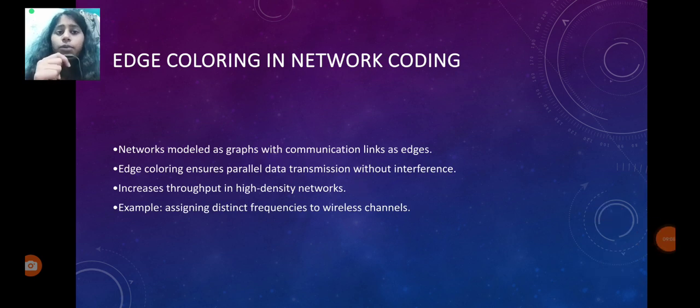In this slide we are going to discuss edge coloring in network coding. What is edge coloring in network coding actually? It is nothing but a network modeled as a graph with communication links as edges. Edge coloring ensures parallel data transmission without interference and increases throughput in high density networks. For example, assigning distinct frequencies to wireless channels is one example of edge coloring in network coding.